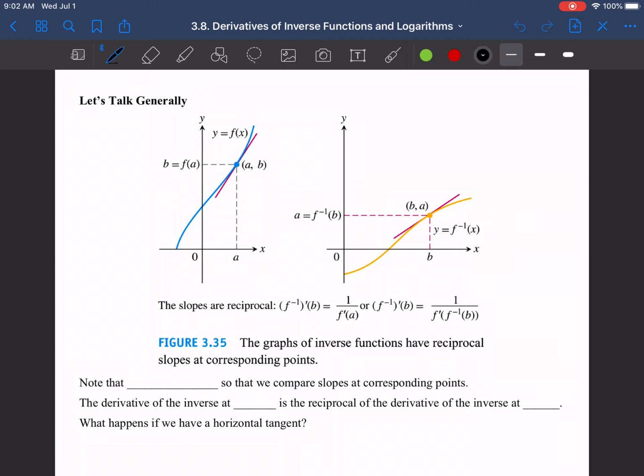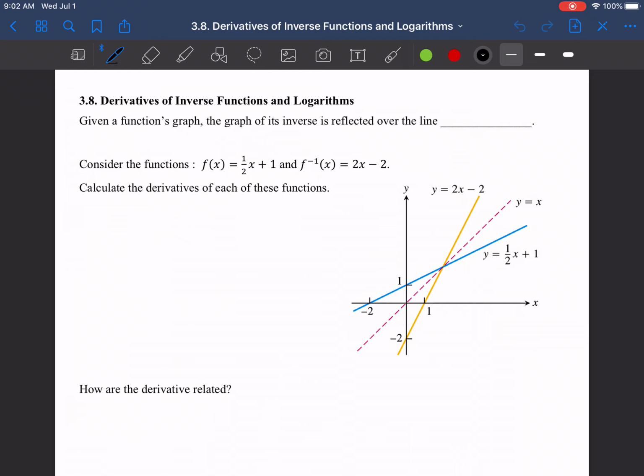I should probably start on the first page. Here we go. Given a function's graph, the graph of its inverse is reflected over the line y equals x. Okay, so hopefully you remember that. That's this line right here. You see it, it's this red dotted line.